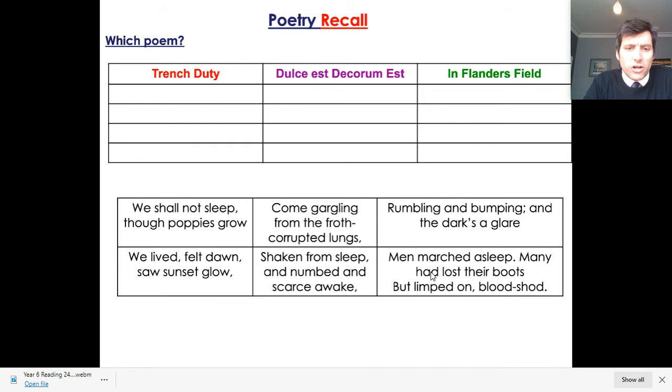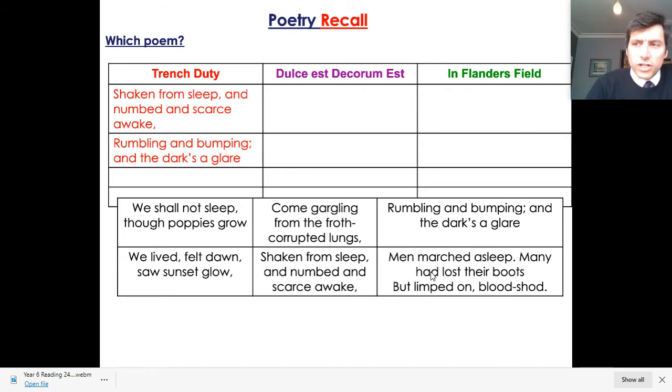So we've got: We shall not sleep though poppies grow. We've got: We lived, felt dawn, saw sunset glow. Gargling from the froth-corrupted lungs. Shaken from sleep and numbed and scarce awake, rumbling and bumping and dark, the dark's a glare. So that's that oxymoron, but also the personification of the dark. And: Men marched asleep, many had lost their boots, but limped on, bloodshot. So what do we think? Which lines can we put with which poem?